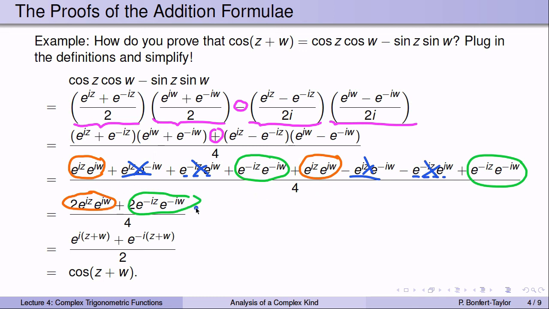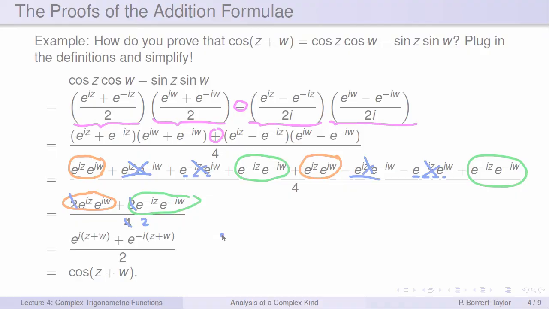So everything simplifies. Now I have a 2 in the numerator, a 4 in the denominator. I can cancel out one of those 2's and make the denominator a 2 instead, and end up by combining the exponents with e to the i(z plus w) plus e to the minus i(z plus w) over 2. But that's cosine of z plus w. That's what I wanted to show. So there's no ingenuity in this proof. It's literally plugging in the definitions and simplifying.